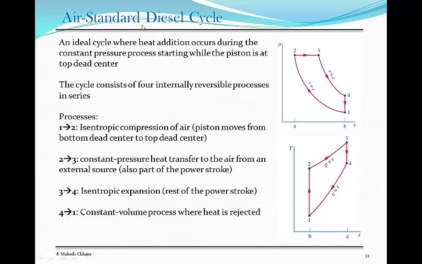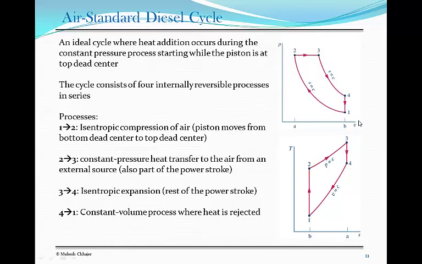So now if you look at the air standard diesel cycle, the difference is the step 2 to 3 where we supply the energy, instead of being a constant volume process, now it has become a constant pressure process. Other than that, the whole process is the same. So you have 1 to 2, which is isentropic compression, then 2 to 3, which is the constant pressure heat transfer, and it's also part of the power stroke. Then 3 to 4 is an isentropic expansion, which is the power stroke, and then 4 to 1 is the process where we reject heat at constant volume.